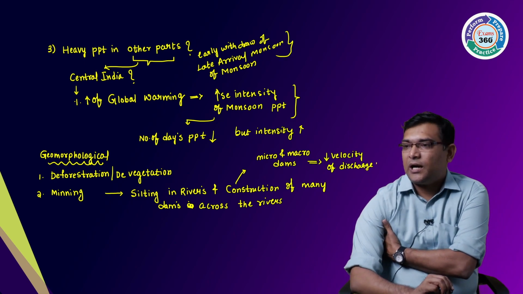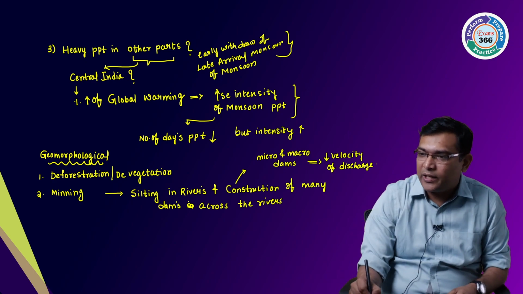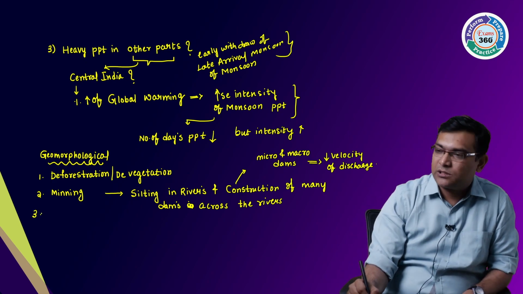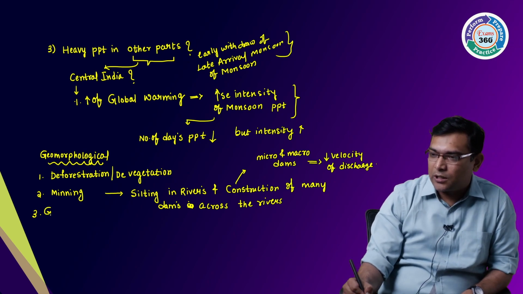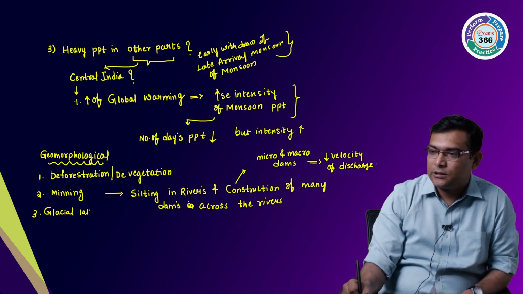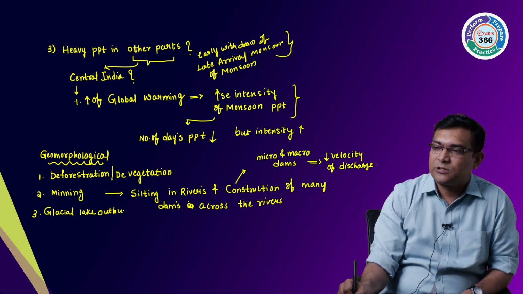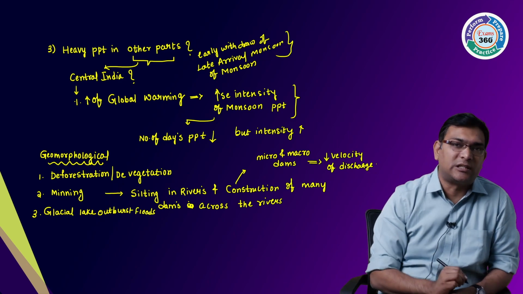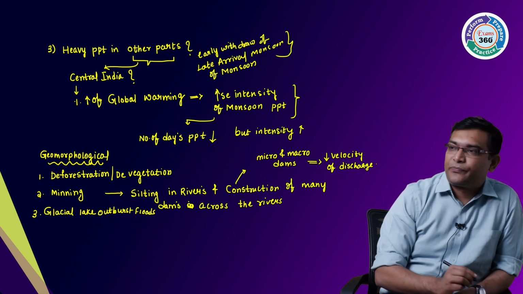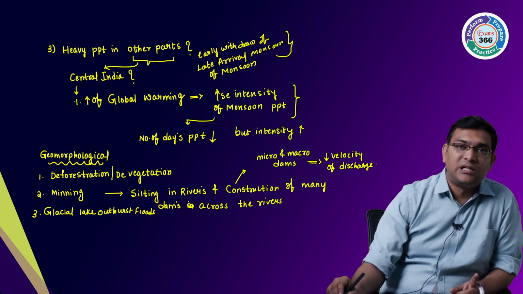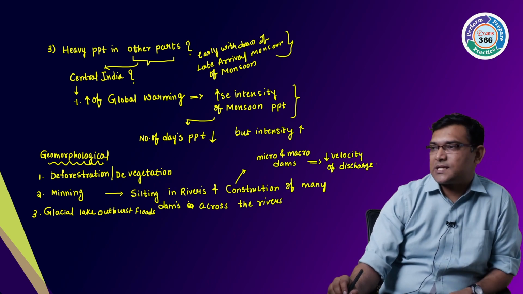And also, I can say the third point is glacial lake outburst floods. These are the things. Then also the cities and coastal belts, there is a change in the hydrological cycle.